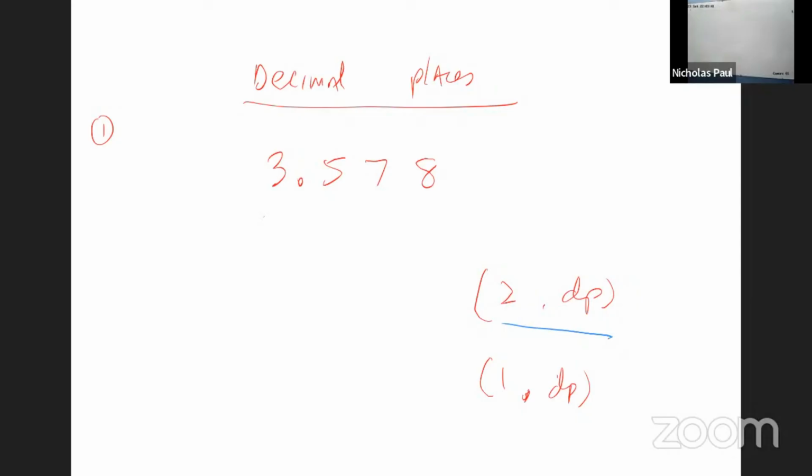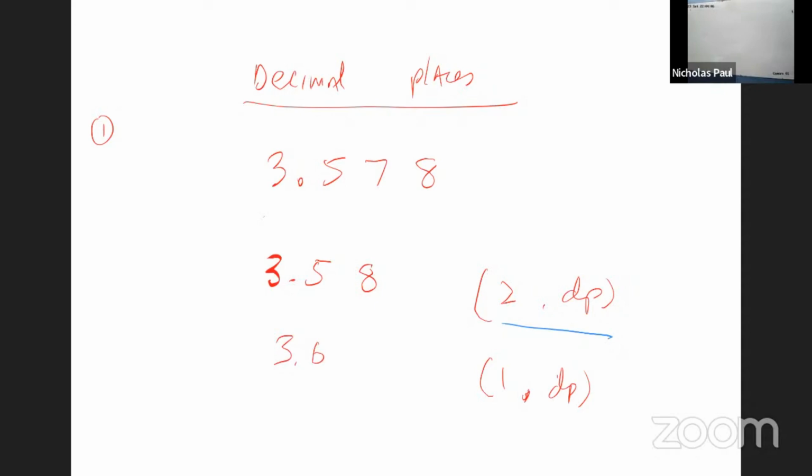All right, let's go. What you all got for 2 decimal places? 3.58 because the number after 7 is more than 5. And 1 decimal place? 3.6 because the number after 5 is more than 8. Nice. So you're all good to go there.